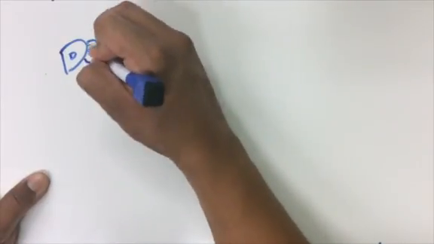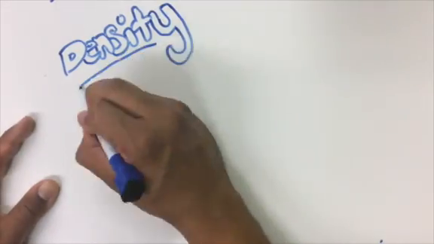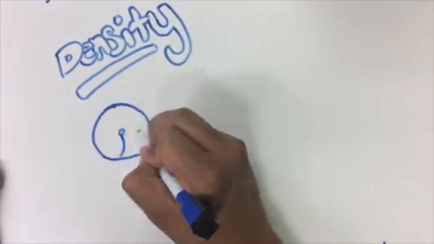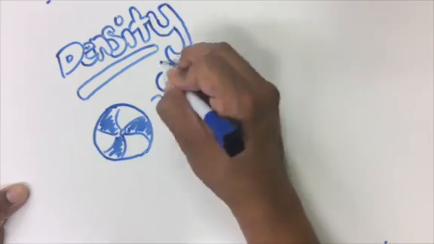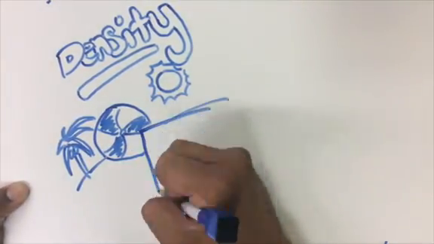Now we're going to take a look at a few definitions, the first of which is density. Density means the amount of mass that's within an object. We'll also be discussing in our lab relative density, and that's when we compare densities in comparison to water.